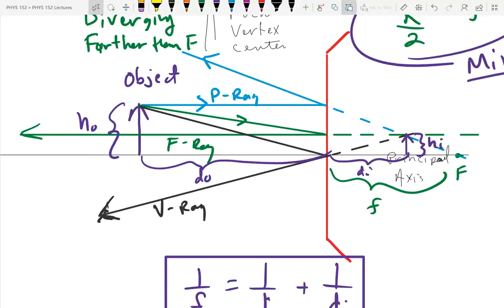And the black line, that one. The black line is the vertex ray. So it went to the vertex, reflected down here, and then the eye once again extrapolates it back.